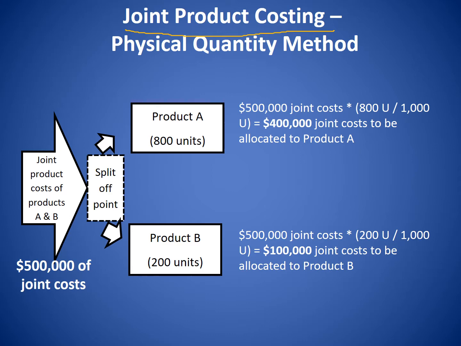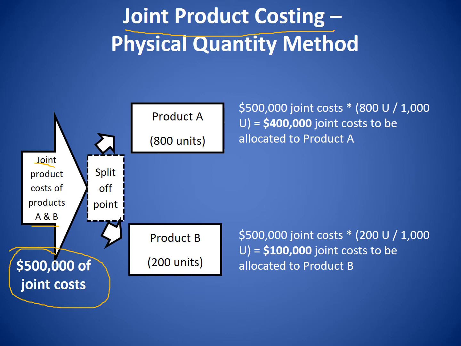So in this case, we have an illustration, joint product cost of products A and B. Up to this point, there's $500,000 of joint costs. They both are assigned to both products A and B. We don't know how to split them off. Now what we need to do is, when we get to a point where we do have to split these products off into separate products, we have to have a way of actually costing them into their individual products.